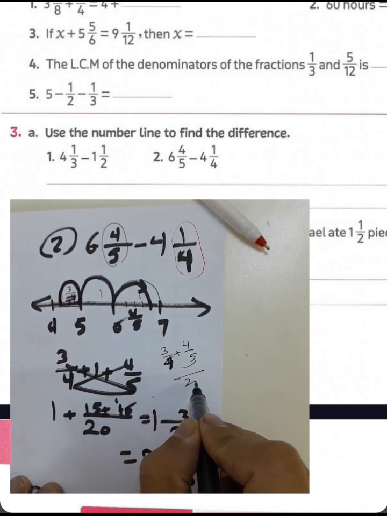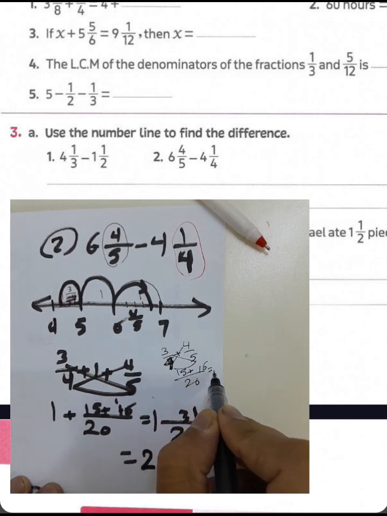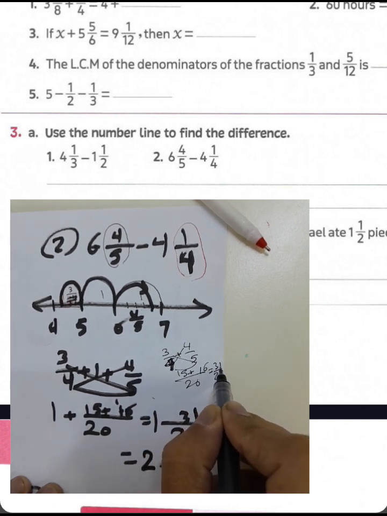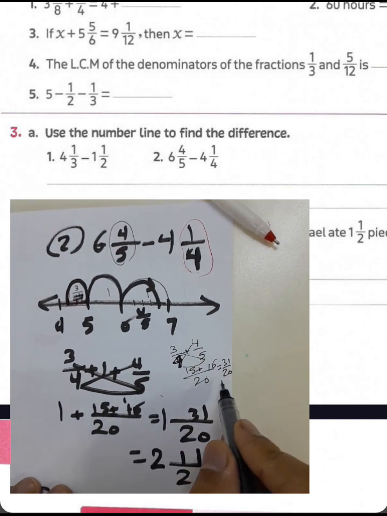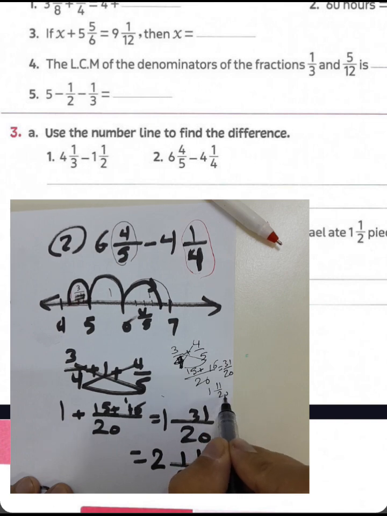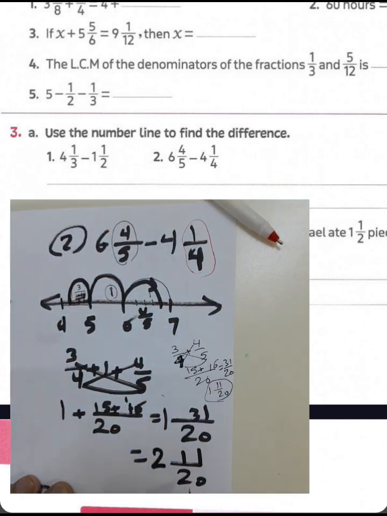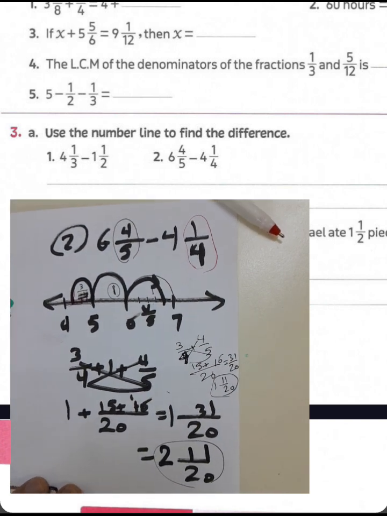4 times 5 equals 20, and 5 times 3 equals 15, and 4 times 4 equals 16, and then you can add them. It will be 31 over 20. 31 over 20 you can simplify, it will be 1 and 11 over 20, plus 1 here. We have 1 plus 1 equals 2, then the result will be 2 and 11 over 20.